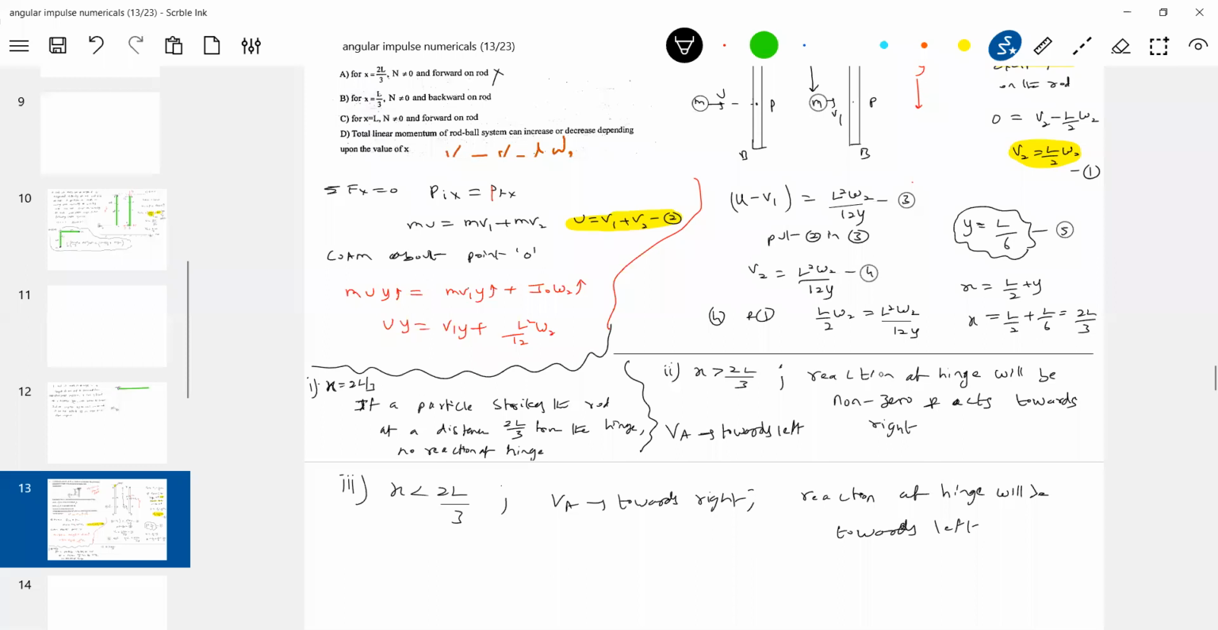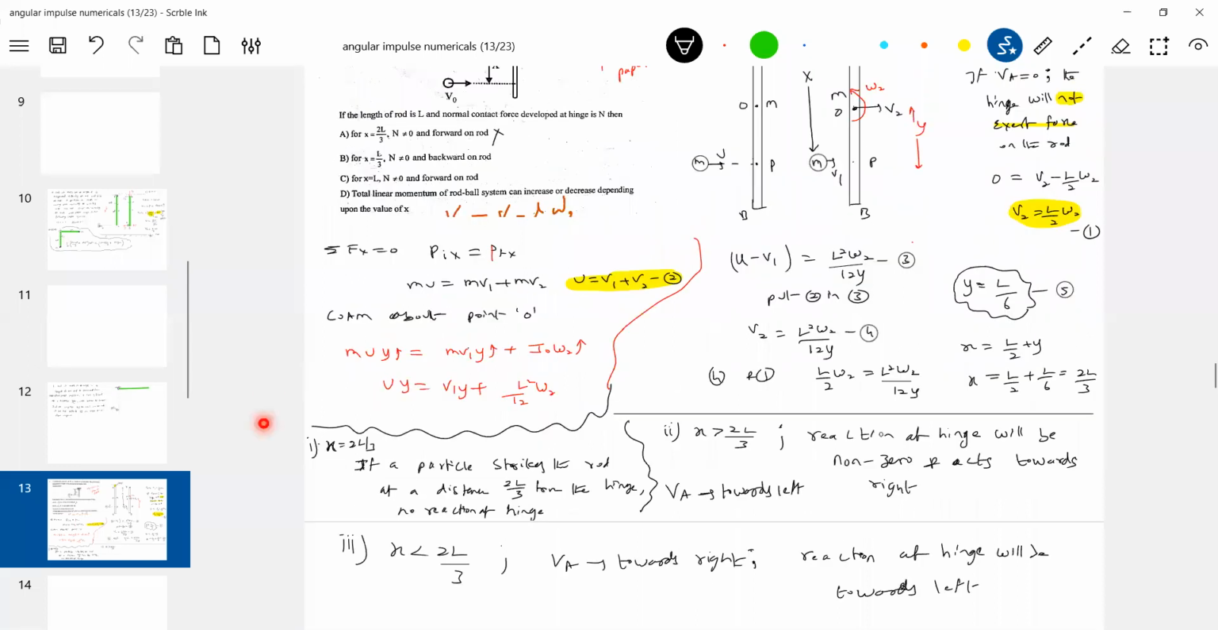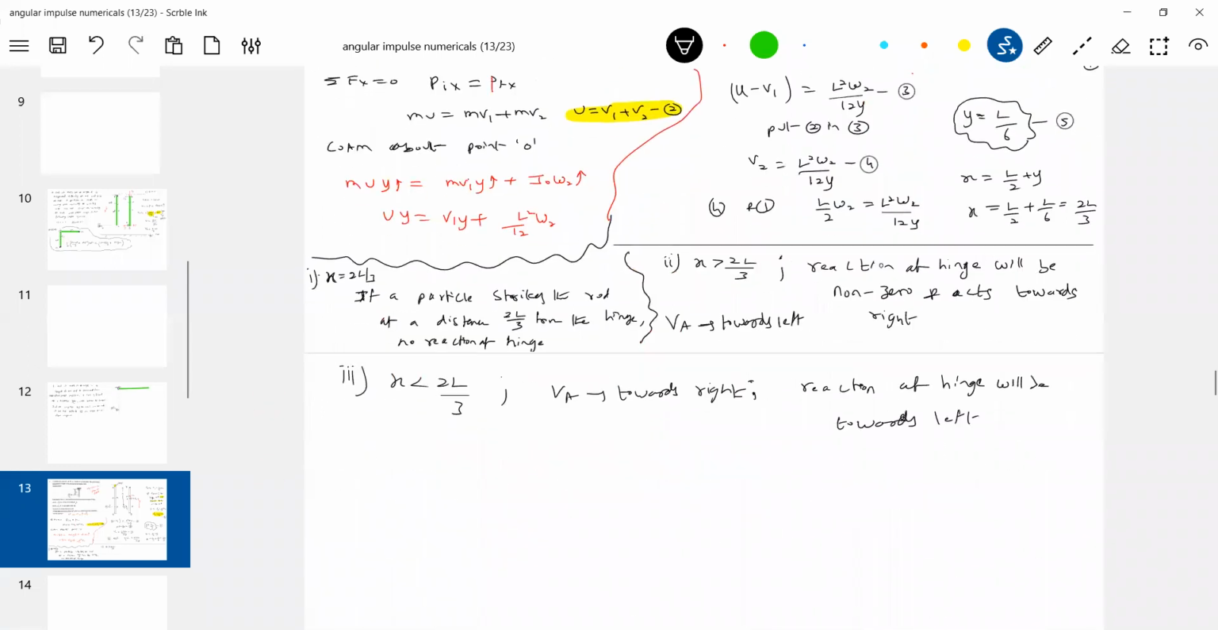So what I did for the rod, what should you do for any other rigid body? Triangular plate, square plate, rectangular plate. Again, the method is the same. On Friday, we'll take some other rigid body, some other shape. This I discussed exclusively for the rod. So what is this point x equal to 2L/3? It is called the center of percussion.